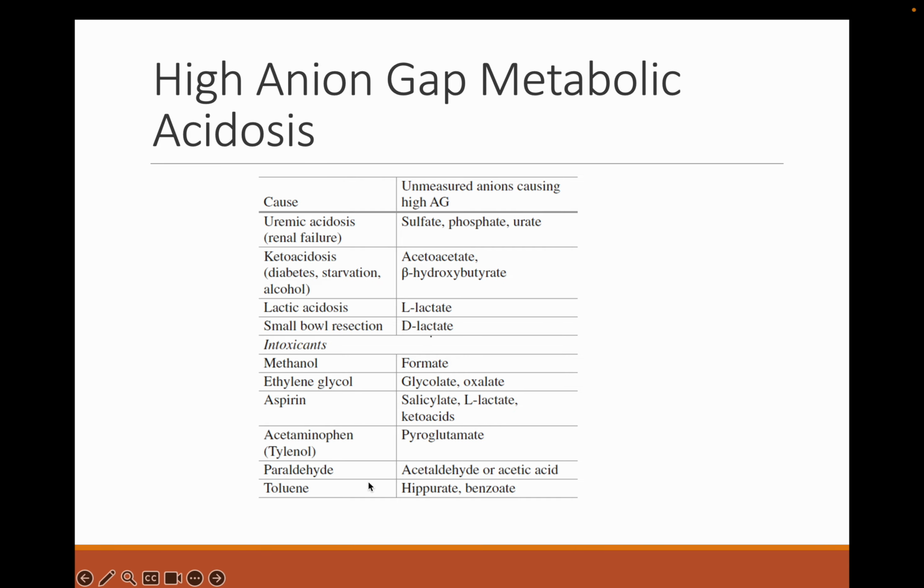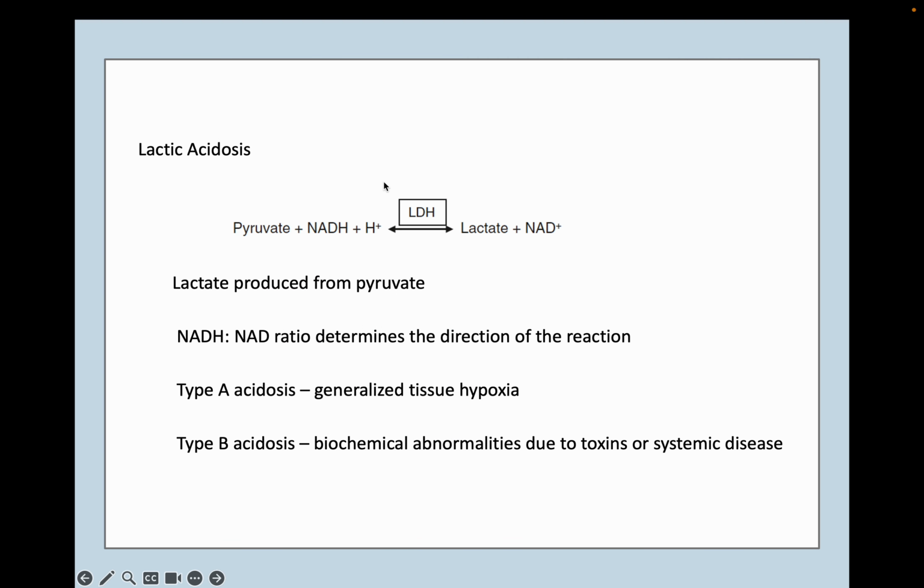So these are the causes of high anion gap metabolic acidosis I already mentioned. Coming into lactic acidosis, this is the pathway behind it. Pyruvate plus NADH goes to lactate plus NAD plus. So the ratio of NADH to NAD plus determines which direction this pathway should go. If NADH is predominant, it will convert in this direction and NAD plus is generated. If NAD plus is predominant, it will convert to NADH.